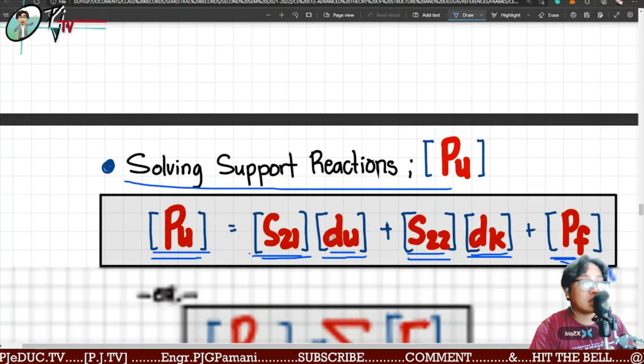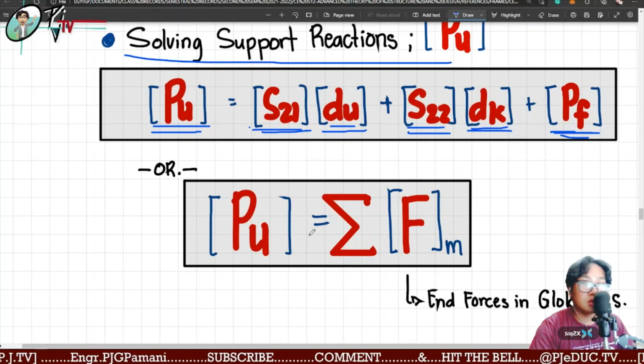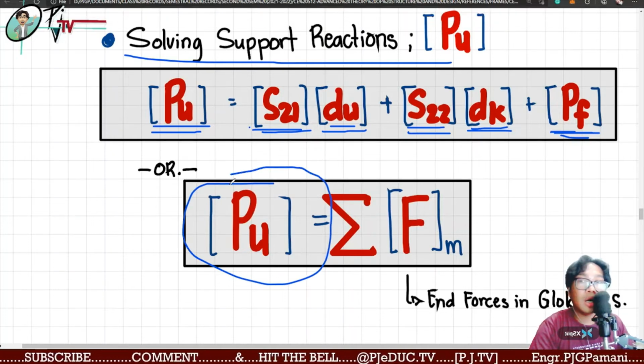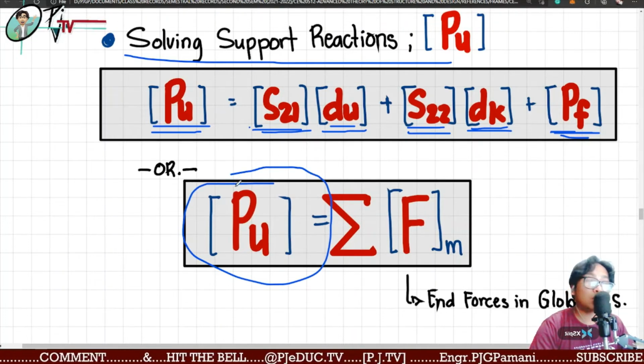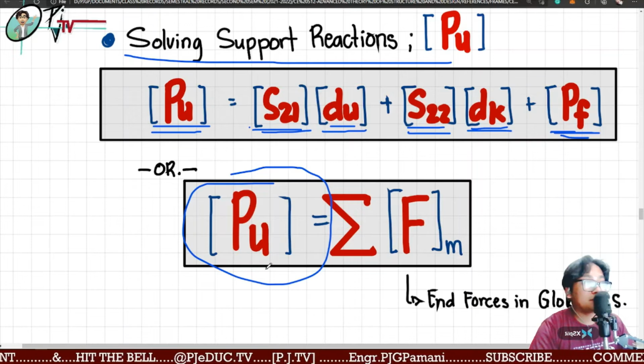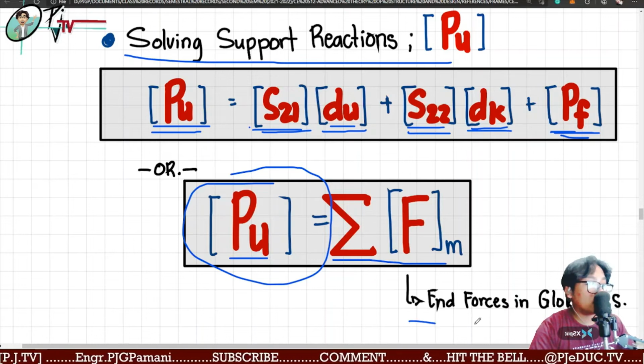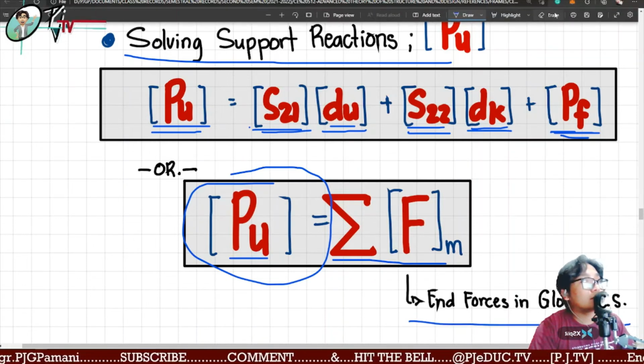Solve na natin kanina, summate lang natin yon corresponding to the number of our unknown reactions at the supports. No? PU is equal to the summation of F, or end forces in global coordinate system. Okay?